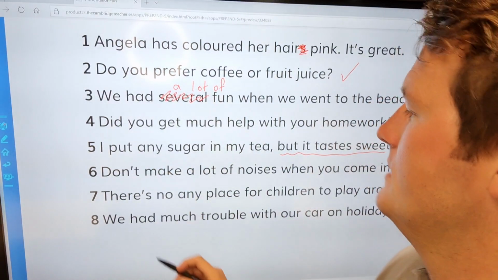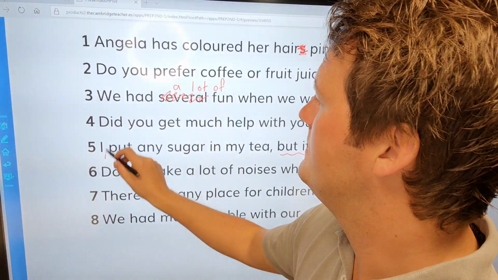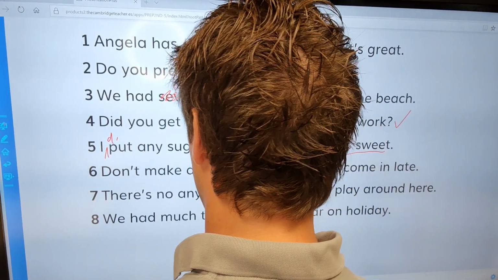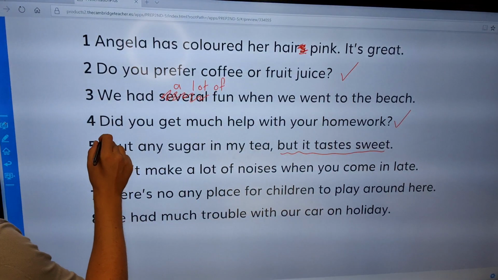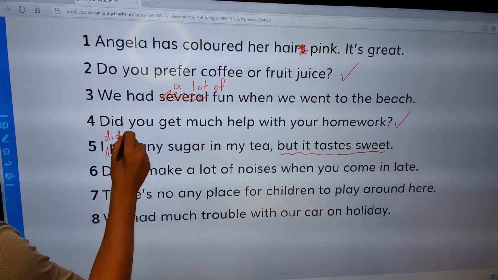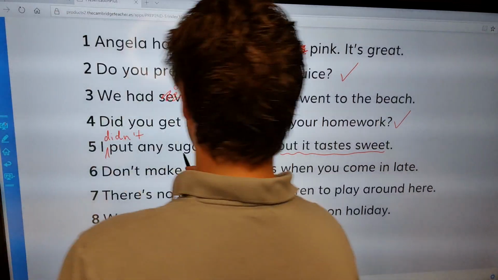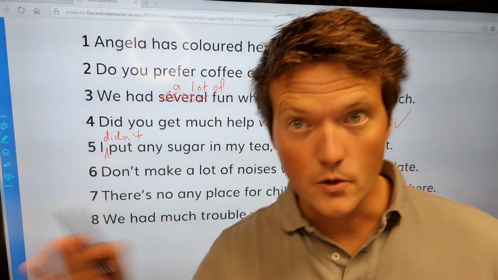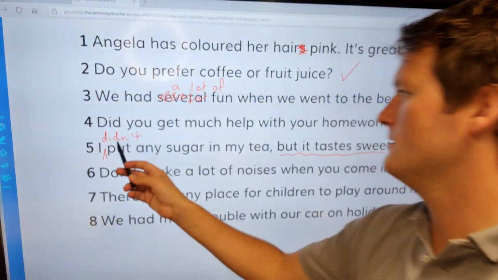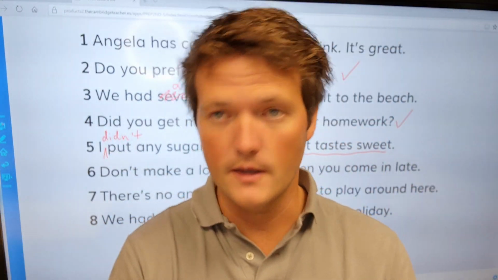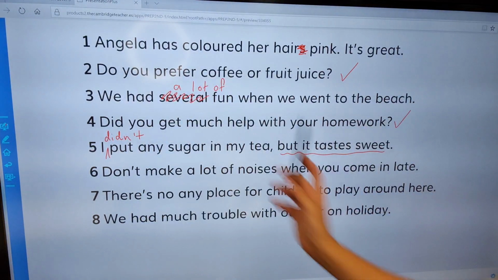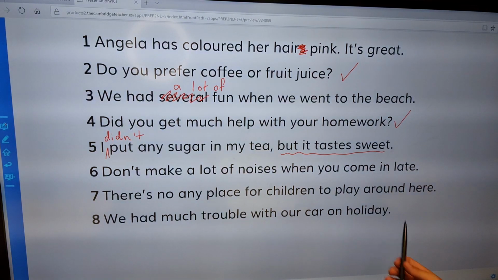So I think we've got 2 options here. We could say, I didn't put any sugar in my tea, or I put no sugar in my tea. I would go for this to emphasize, I didn't, right? You want people to know that you definitely didn't do that. I didn't put any sugar in my tea, but it tastes sweet. Why does it taste sweet if I didn't put any sugar in it?